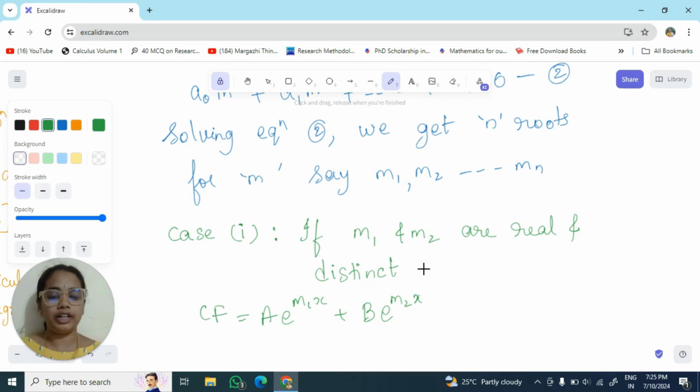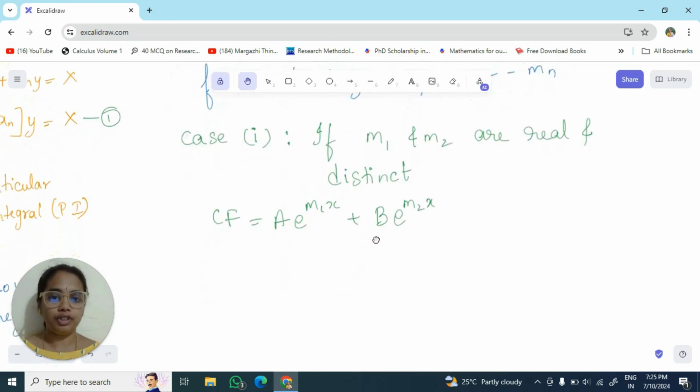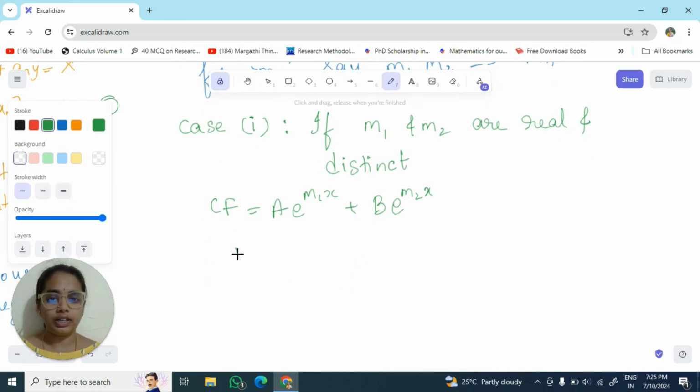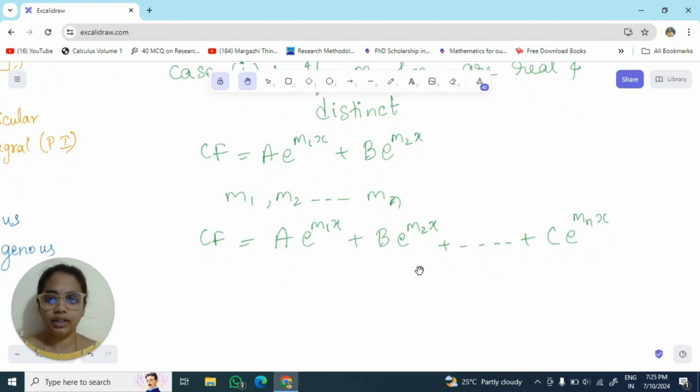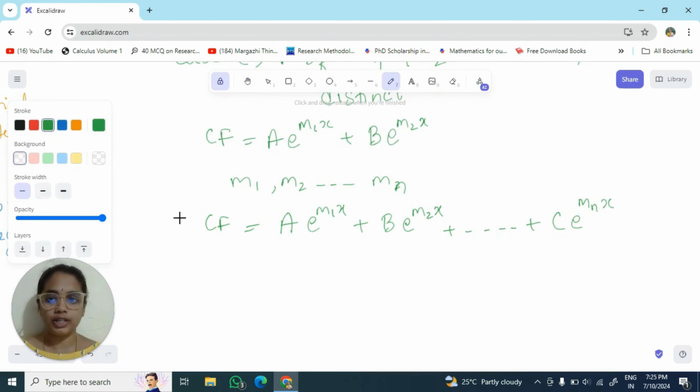If we have m1, m2 so on up to mn roots that are real and distinct, the CF would be A e to the power m1x plus B e to the power m2x plus so on up to, say for example, some letter C e to the power mnx. These are constants. We can write anything over there. Okay, so that was about case 1.